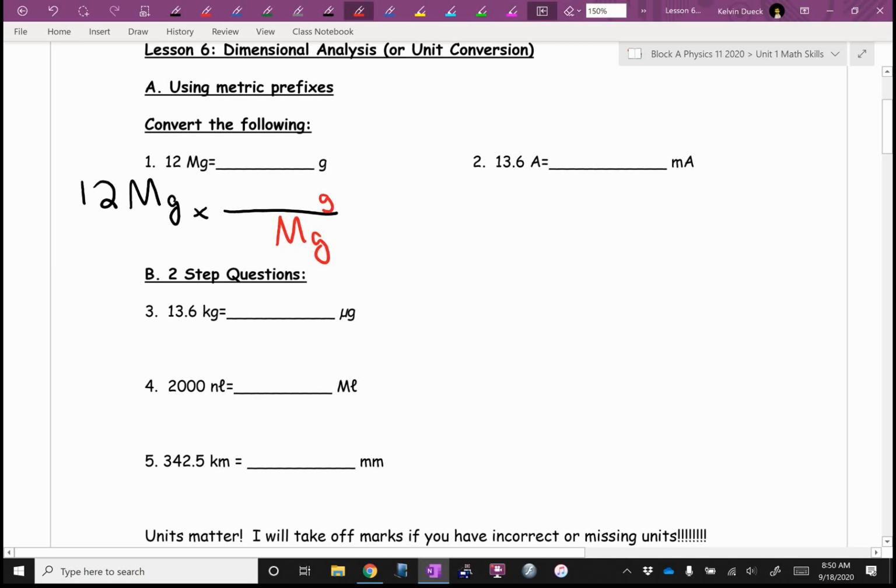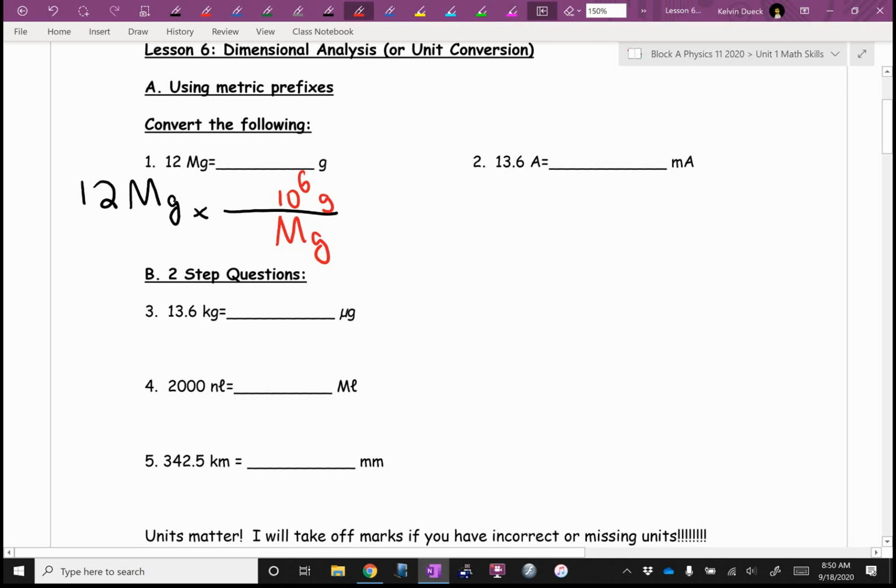What is the power of 10 with mega? 10 to the what? The question is then, where does that 10 to the 6th go? It always goes where the metric prefix isn't. So since the metric prefix is on the bottom, the 10 to the 6th will go on the top.